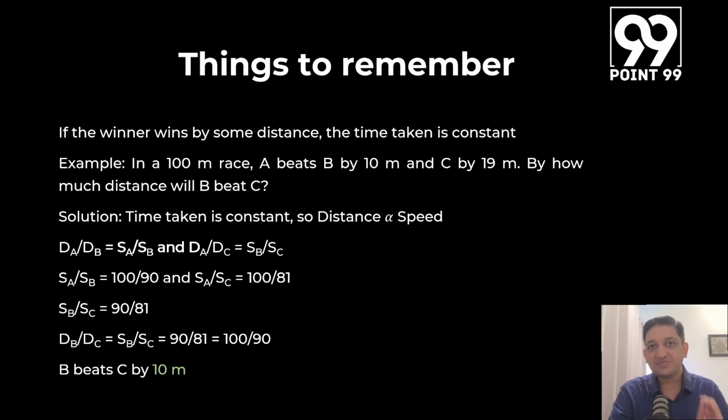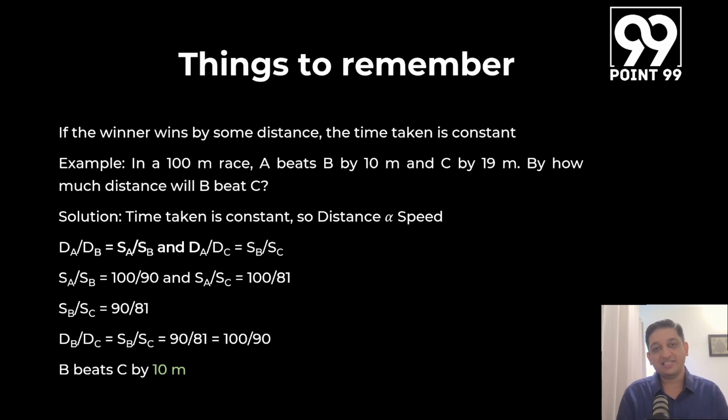Now there is a very small thing that you can observe in this context as well. We can see that in a 100 meters race, A beats B by 10 meters, which basically means that B is at 90 meters, or B has done 9/10 of the race. We also know that at the same point in time, C has covered 81 meters, or C is 9 meters behind B. Now you can also think about it like this.